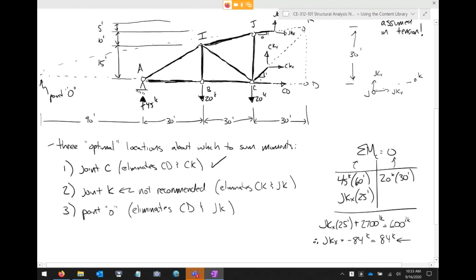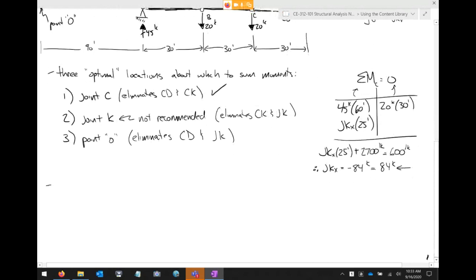Now JK is on a 6-to-1 slope ratio. So we'll put this down here and we'll say slope ratio. JKX is to 6 as JKY is to 1. So JKY is going to be 1/6 of JKX. JKY is going to be 84 divided by 6, and it's 14 kips.